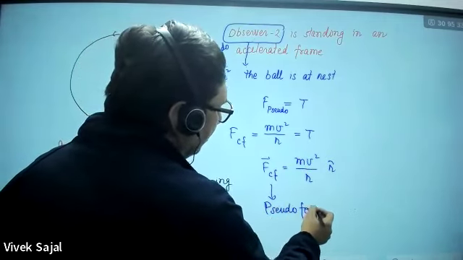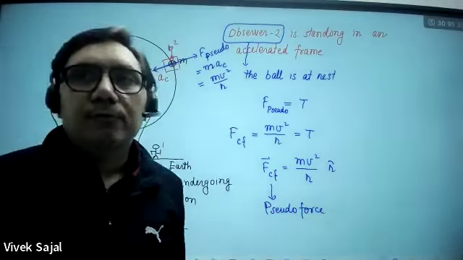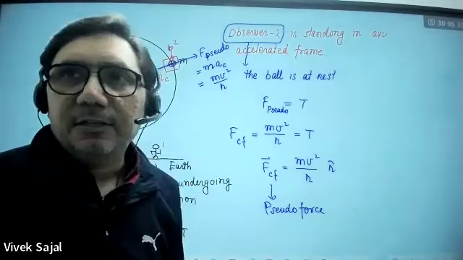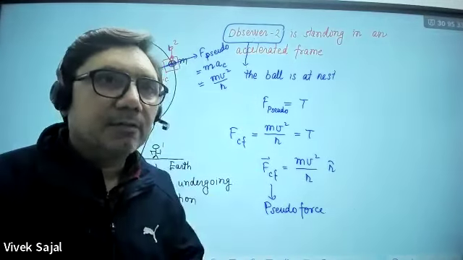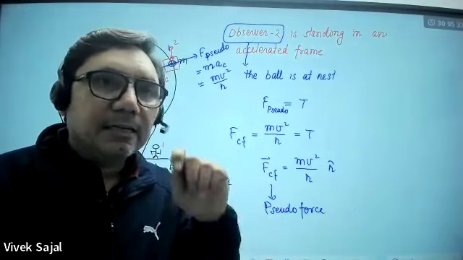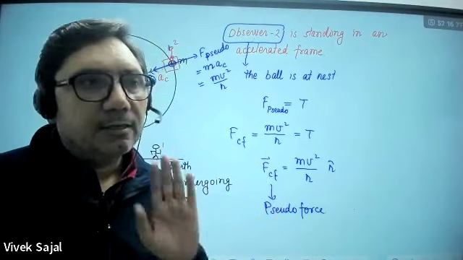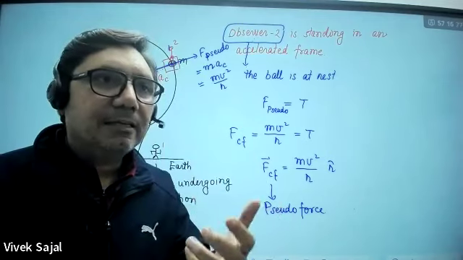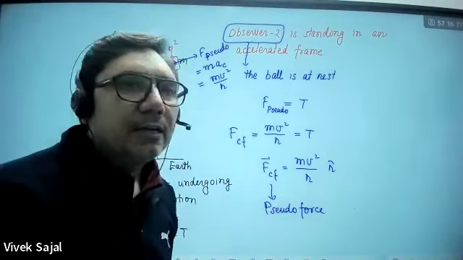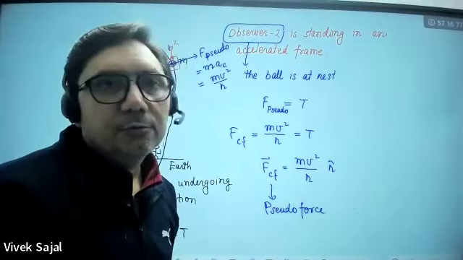So basically, to explain an event in an accelerated frame, we need a pseudo force. We need a non-real force, which is not actually existing, to justify whatever we are observing in that accelerated frame. So to justify whatever is happening in that accelerated frame, we are going to use this pseudo force. This is not a real force. Just to explain the experience, the observation of the person in the non-inertial accelerated frame, we have to use this pseudo force. So this is the meaning of pseudo force.